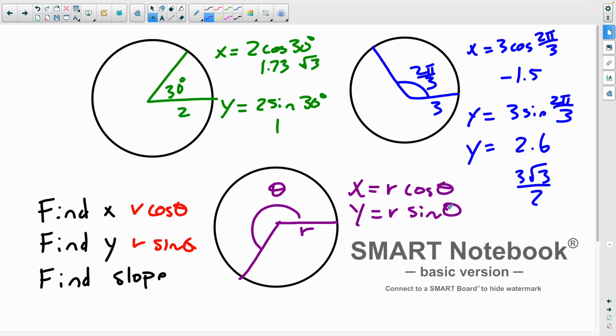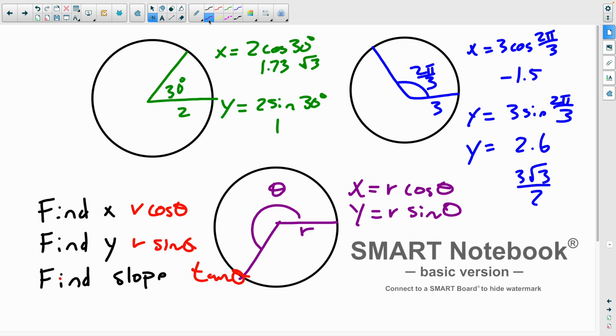Now, let's go talk about tangent. How do we find tangent? I told you I got ahead of myself. I'm thinking slope. Slope is tangent. Now, question. Do I need an r in front of the tangent? No. Why not? They cancel.